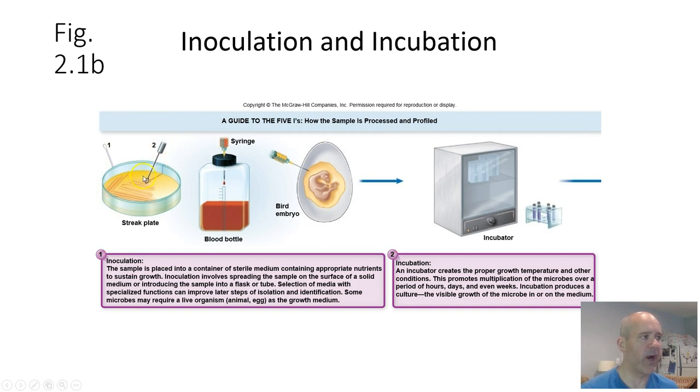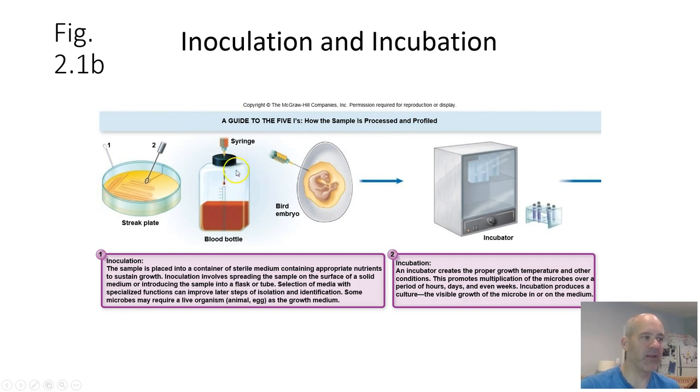So here you've got a little wire loop, and that wire loop has a sample of bacteria on it, and you streak it across this agar plate, and that is a type of inoculation. You would then take that plate and put it over here in an incubator, an environment with a proper temperature to allow that type of bacteria to grow.